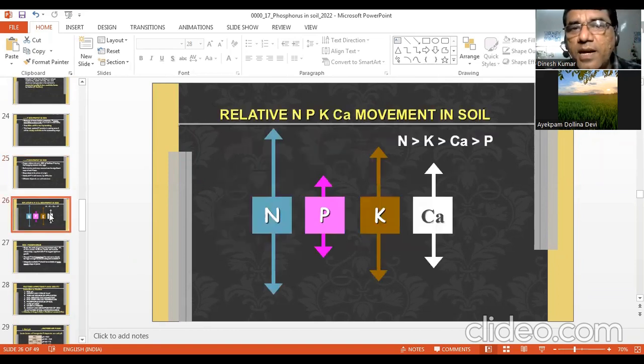Now you can see the relative nitrogen, phosphorus, potassium and calcium movement in soil. This is relative, in proportion. So you can see within the soil, nitrogen moves the maximum. Number 2 is potassium, number 3 is calcium, and number 4 is phosphorus. So you can see the relative movement in soil.